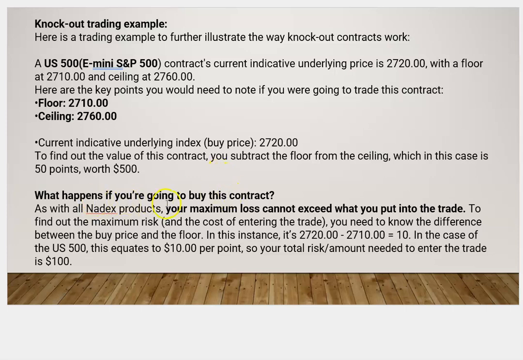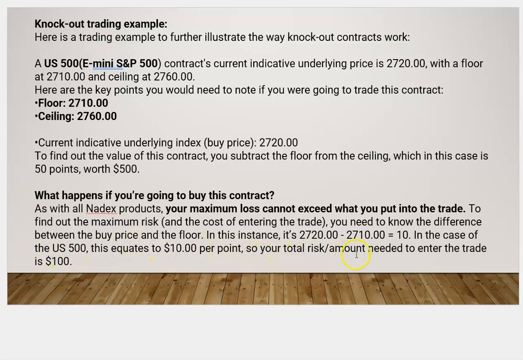So what happens if you're going to buy this contract? As with all Nadex products, your maximum loss cannot exceed what you put into the trade. To find out the maximum risk, the cost of entering the trade, you need to know the difference between the buying price and the floor. Now, once again, Nadex does this calculation for you automatically. You don't need to worry about doing it by hand, and I'll show you that example shortly. In this instance, it's 27.20 minus 27.10 equals 10. So in the case of the US 500, this equates to $10 per point.